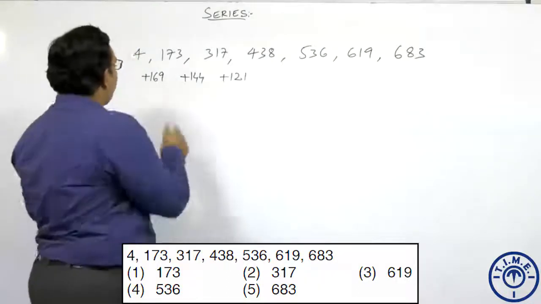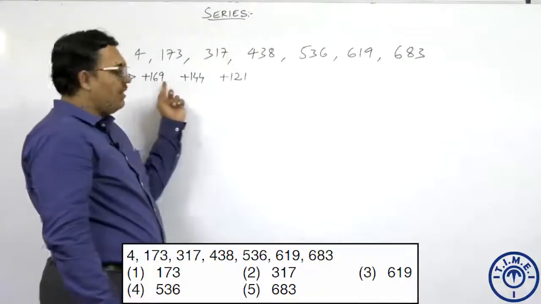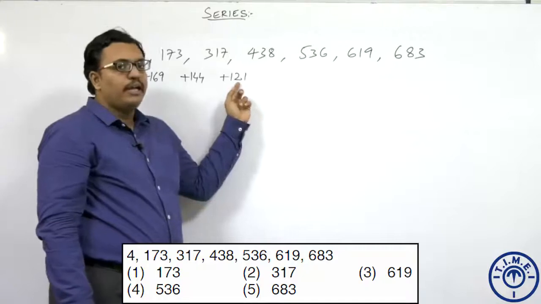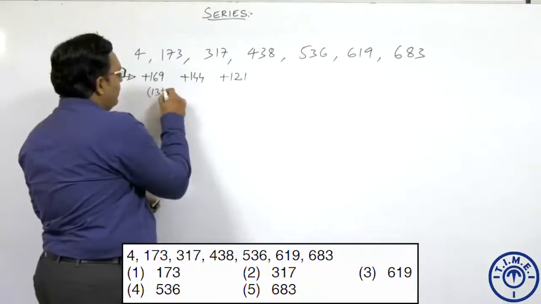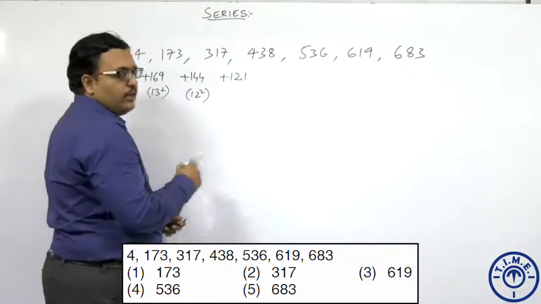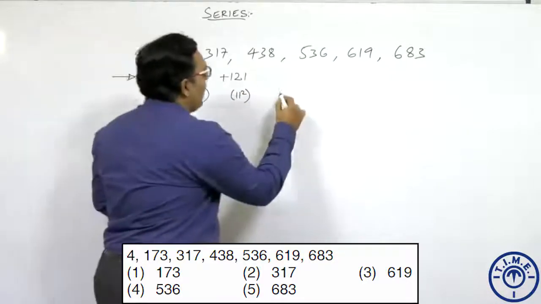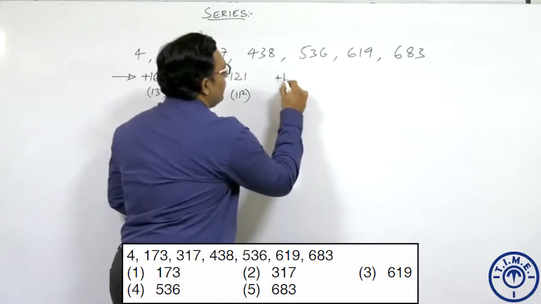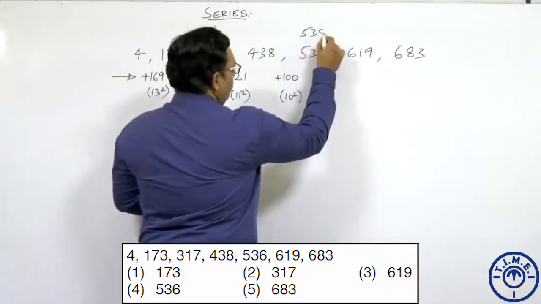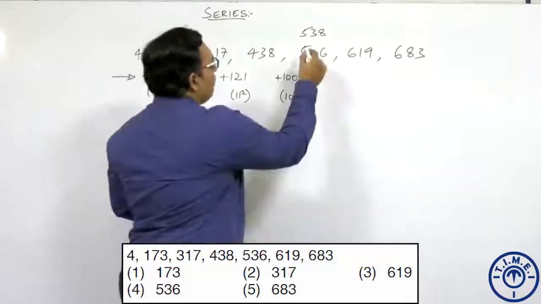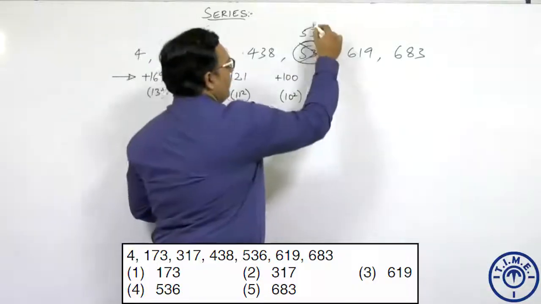So now if you carefully observe the difference numbers that is given here, how are they behaving? 169, 144, 121. What are they? It is squares, perfect squares. 169 is nothing but 13 square, 144 is nothing but 12 square, 121 is nothing but 11 square. So after 13, 12 and 11, the next I have to have is 10 square. 10 square is how much? 100. So now 438 plus 100, how much you are going to get? 538. But the number given here is 536, which is the wrong number that is given in the series. So 538 is the right number.